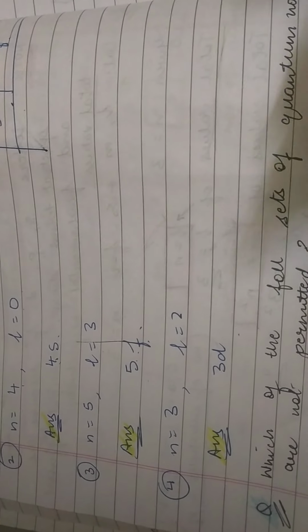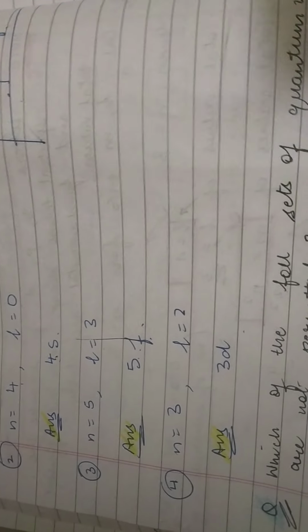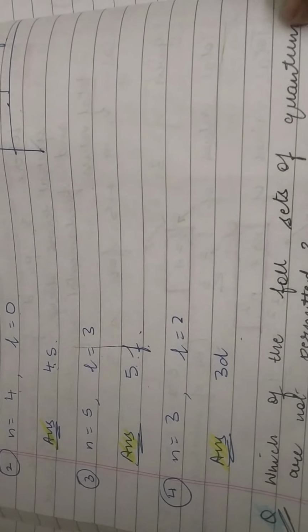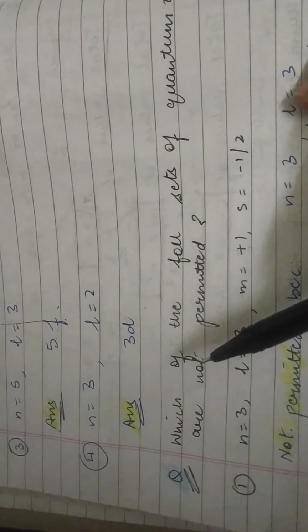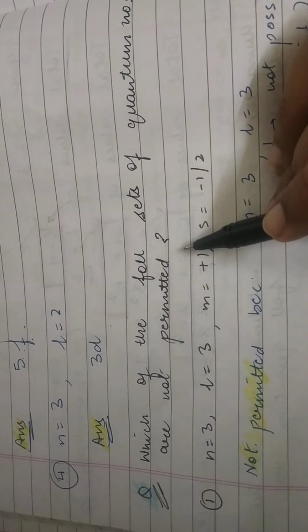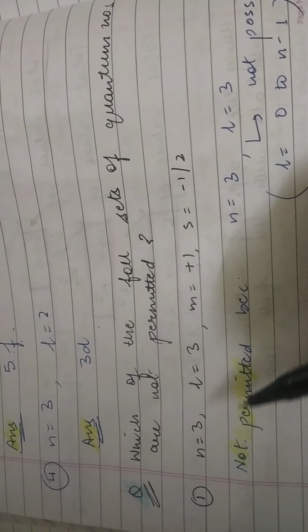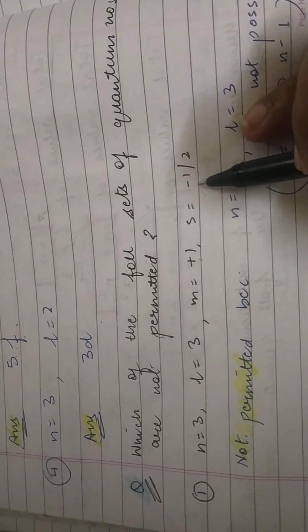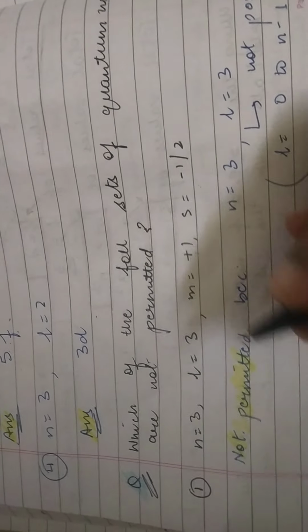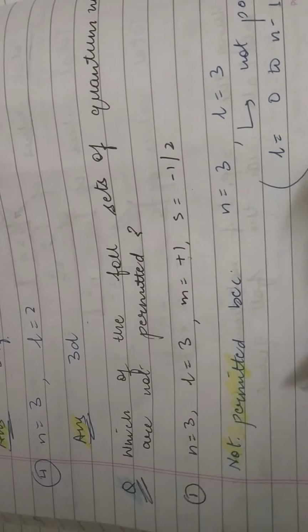You should have some stationery handy with you so that you are also calculating mentally and solving it on paper, using a paper and pen. Now, next example. Which of the following sets of quantum numbers are not permitted? So you have been given a set of quantum numbers and you have to indicate whether the value of the quantum numbers is permitted or not permitted, possible or not possible.